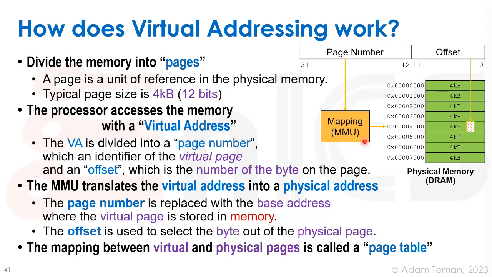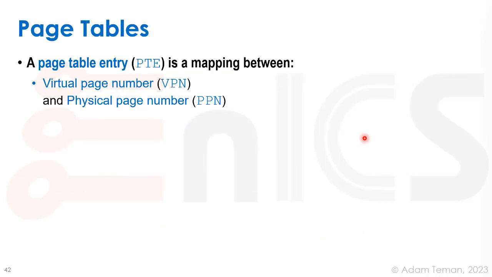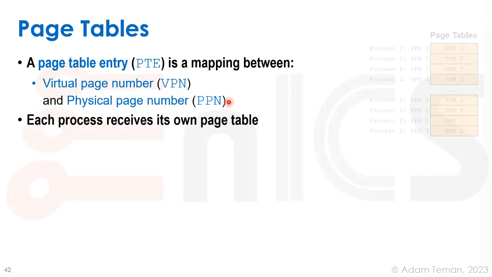So the MMU stores a lot of these page tables. So let's discuss what a page table is. Or a page table entry is actually one unit inside the page table. So a page table entry is a mapping between a virtual page number, we may use VPN to discuss it, and a physical page number, we may call it a PPN.